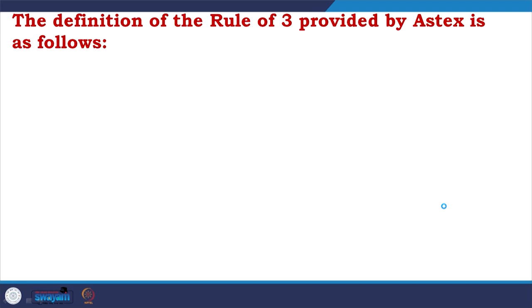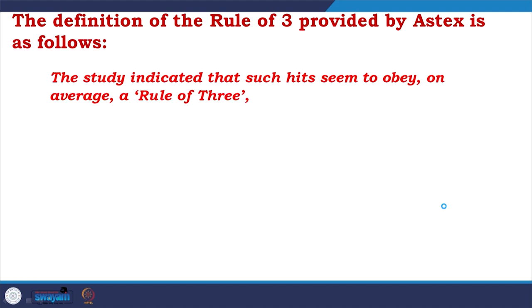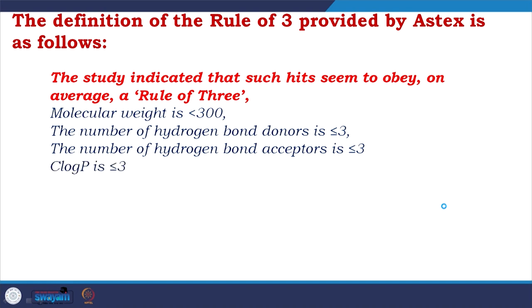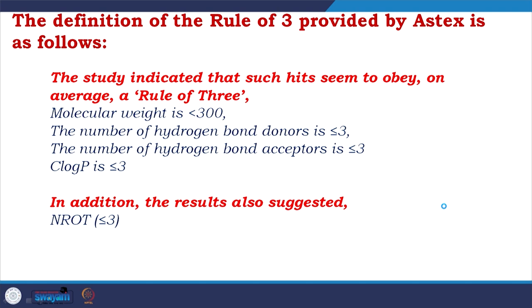So, the definition of the rule of 3, instead of the rule of 5 of Lipinski, we call it the rule of 3, provided by AstraZeneca. This is as follows. The study indicated that such hits seemed to obey on average a rule of 3. Molecular weight should be less than 300 instead of 500. The number of hydrogen bond donors is less than or equal to 3. The number of hydrogen bond acceptors is less than or equal to 3. C log P is less than or equal to 3. But in addition, the result suggested the number of rotatable bonds would be less than or equal to 3, and PSA is less than or equal to 60.